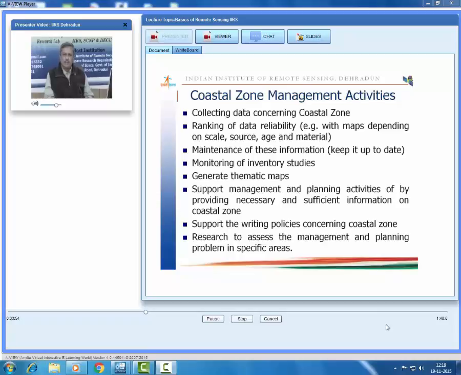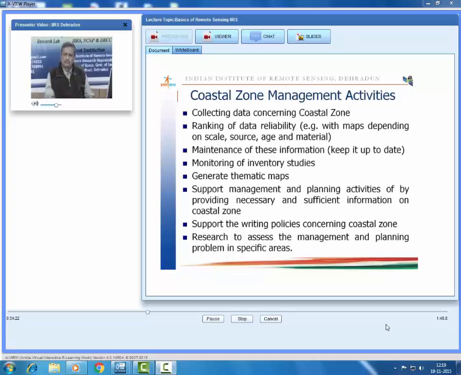Now you have to rank those data for reliability. The coastal zone, as I've already mentioned, is a very dynamic area. So you cannot rely on those data sets which are quite old. Like in the case of geological study, we deal with a billion or million year scale, but in case of the coastal area, those data will not be very helpful. So you have to rank those data depending on the scale, source, age, and the material. And you should rely mainly on the data which are quite up to date.